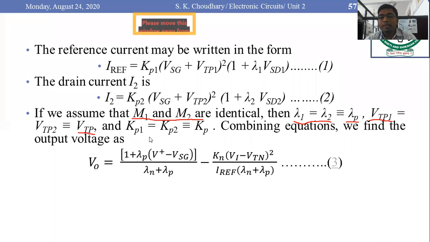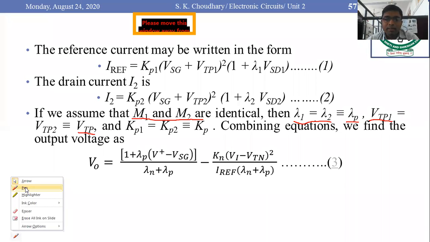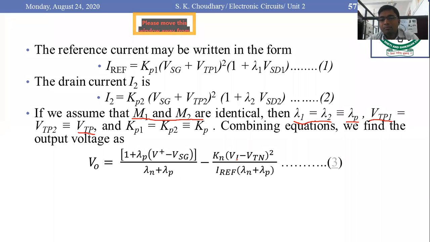And on the basis of this, we would define the output voltage V0, that is equal to 1 plus lambda P V plus minus Vsg upon lambda n plus lambda P, minus Kn Vi minus Vtn whole square upon I reference lambda n plus lambda P. This is equation number 3.